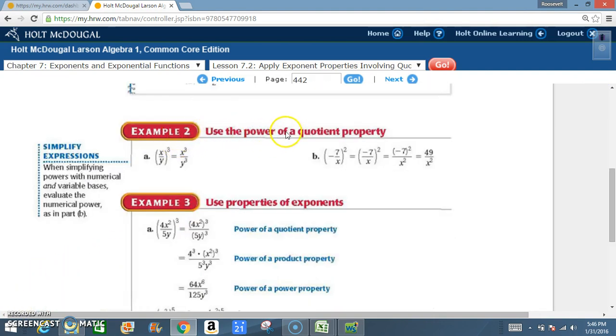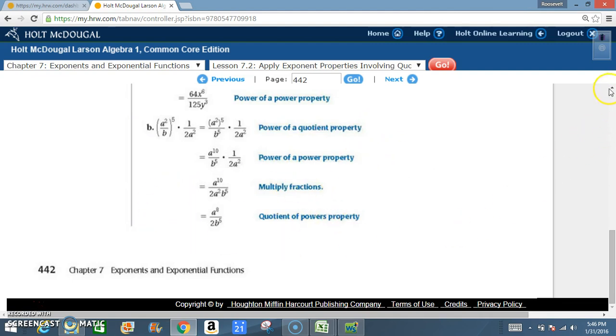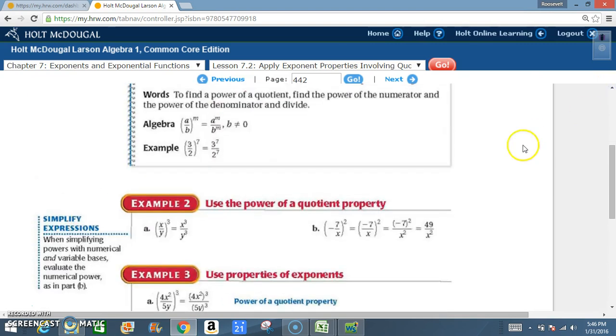Example 2, use the power of a quotient property. A, x over y raised to the 3rd equals x to the 3rd over y to the 3rd. B, negative 7 over x raised to the 2nd power is equal to negative 7 squared over x squared. I just went from here to here. Now what is negative 7 squared? 49. And then the x squared comes along for the ride.